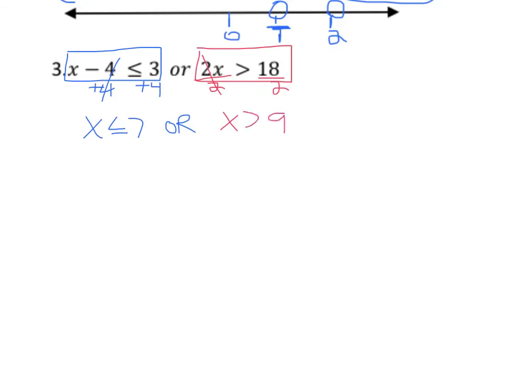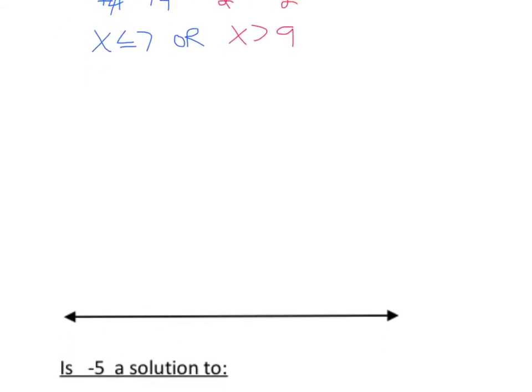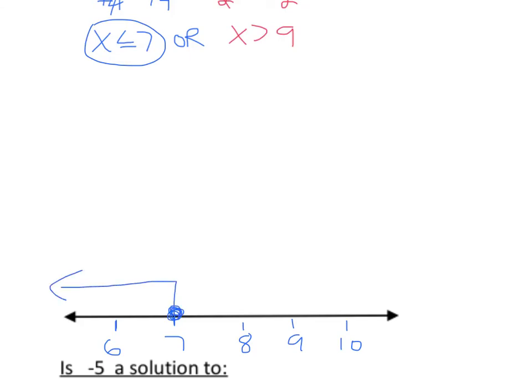Okay, and let's graph this. So now I know how to graph it. If I graph this, I have 6, 7, 8, 9, 10. So this I want to graph. If x is less than or equal to 7, I know it's a closed circle. If it's less than or equal, I shade everything to the left. This one I'll put in red. If x is greater than 9, it's an open circle on 9. Since it's greater than, I shade everything to the right.